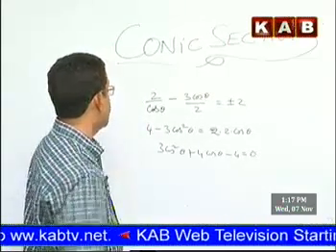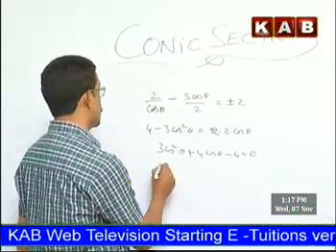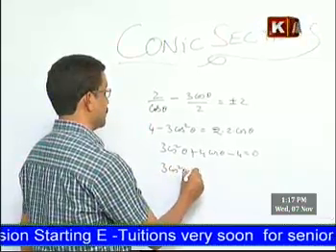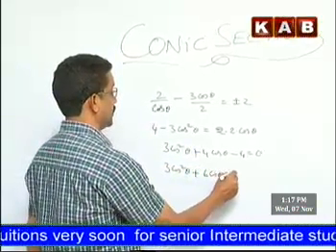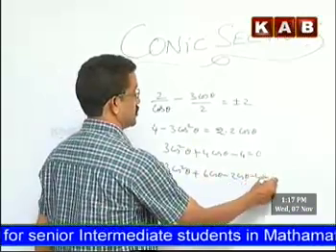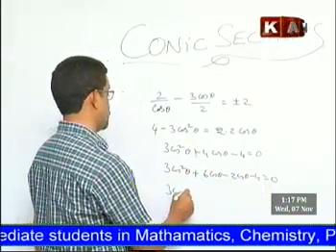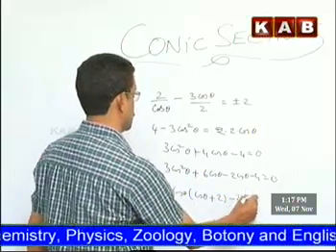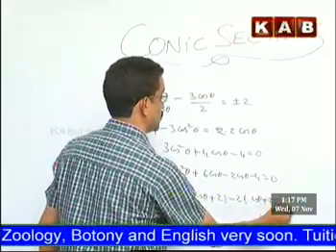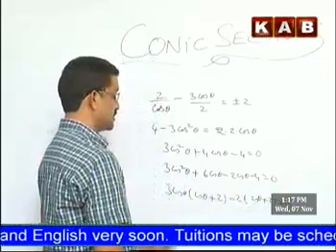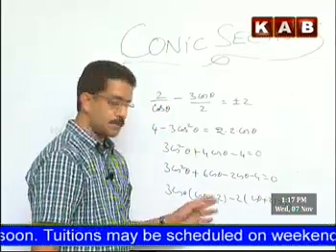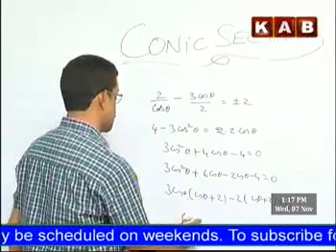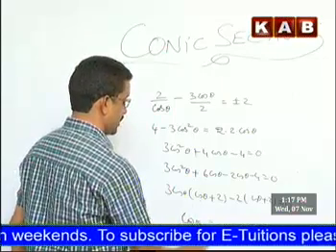So what is it? 12 and 4: 3 cos square theta plus 6 cos theta minus 2 cos theta minus 4 is 0, and 3 cos theta into (cos theta plus 2) minus 2 into (cos theta plus 2) is 0. Very well. One value of cos theta will be minus 2, which is not possible. The other value of cos theta is 2 by 3, hence proved.